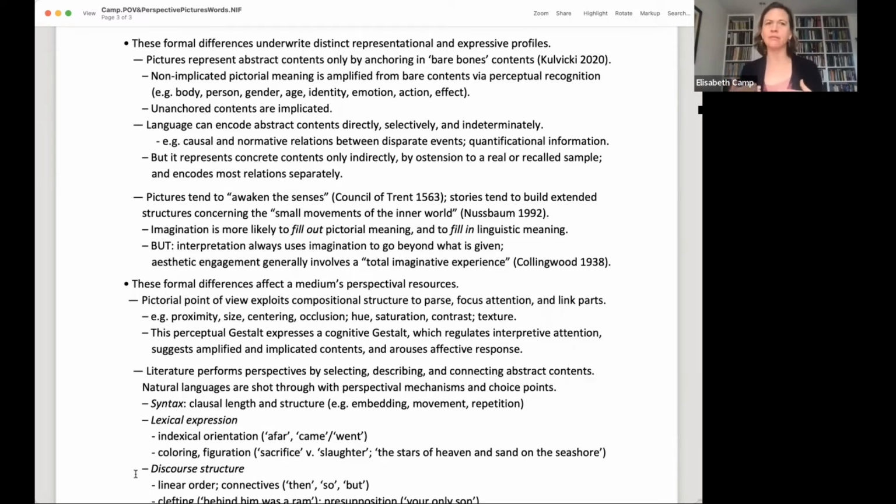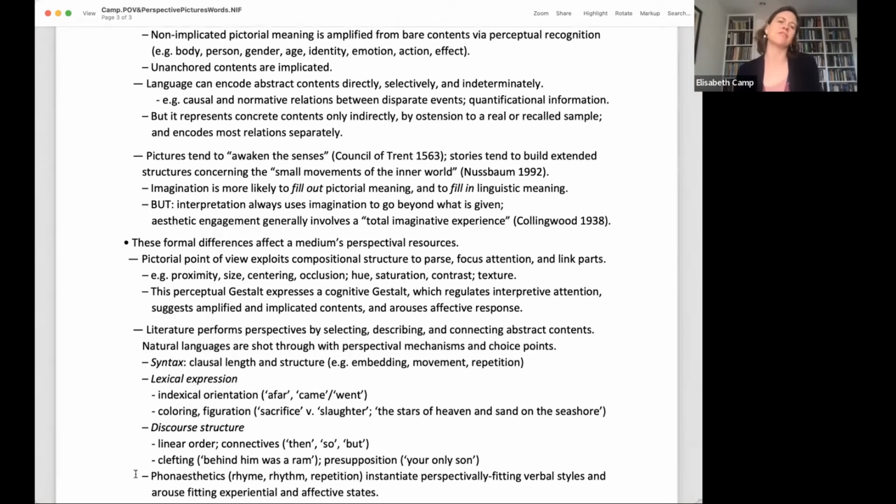By contrast, language excels at encoding abstract contents, and it does so directly. It just denotes them. It does so selectively, whereas the picture has to show you a ton of details in order to show you any particular detail. Language can be extremely selective. Whereas the picture has to depict Abraham holding his arm in a certain way, a sentence can be highly indeterminate in its mode of representation. It doesn't have to make all those commitments.